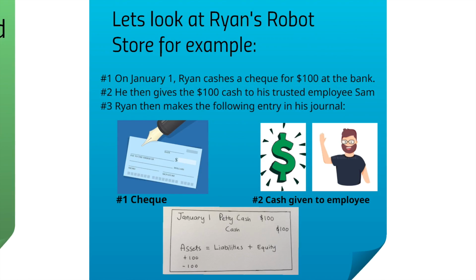Let's look at Ryan's robot store, for example. On January 1, Ryan cashes a check for $100 at the bank. He then gives the $100 cash to his trusted employee, Sam. And lastly, he makes the following entry in his journal.